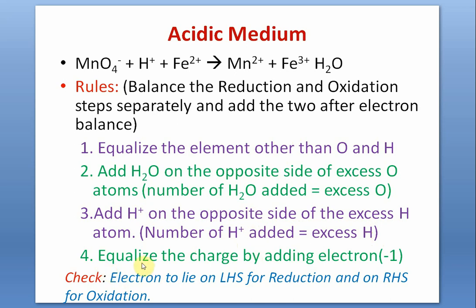And the last rule is to equalize the charge by adding electrons. While you tackle a reduction step, the electron is to appear on the left side, it is a gain of electrons, and when you are tackling an oxidation step, then the electron will appear on the right side. Electron to lie on the LHS for reduction and the RHS for oxidation. You must ensure that. Sometimes students commit mistakes. They put the electron on the right side even though it is a reduction, and on the left side even if it is oxidation. So make sure that you have placed the electrons on the appropriate side.